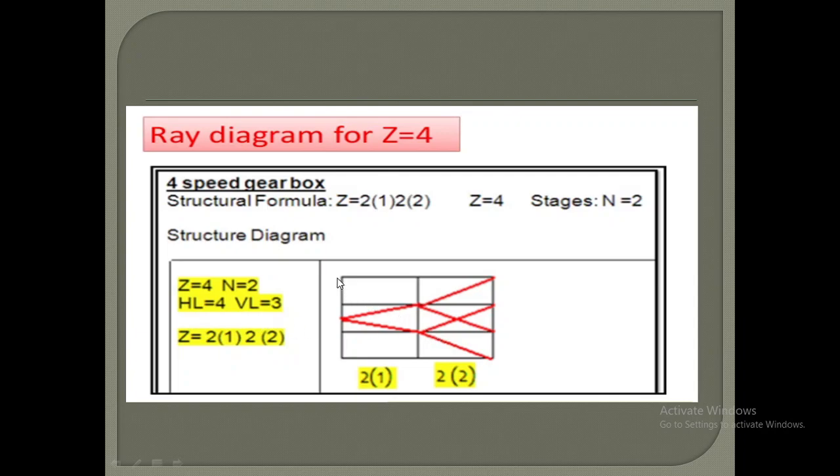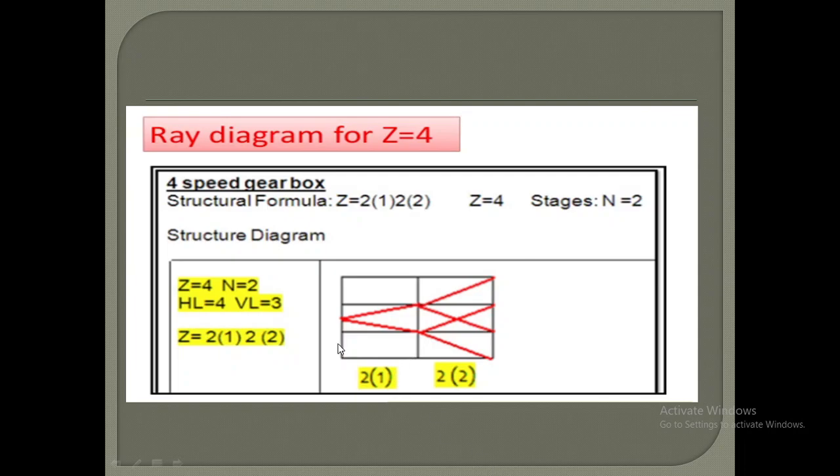Then check how many vertical lines we have drawn. Here there are 3 vertical lines. 2 stages means n plus 1 vertical lines, and there are 4 horizontal lines. Z is equal to 4, the total number of speed steps. Then what is the structural formula?